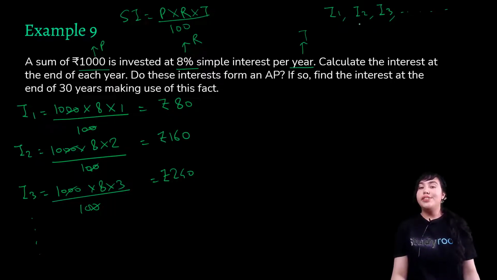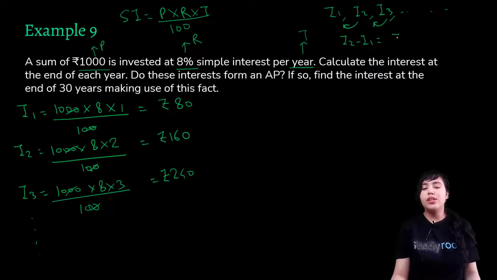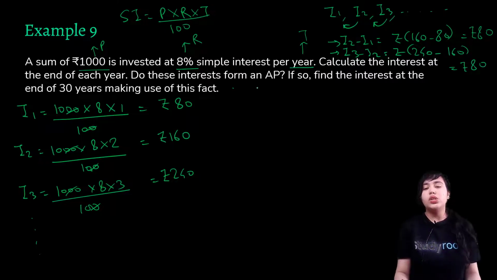So what do you need to know? You need to know the difference over here. So just do I2 minus I1 and I3 minus I2. Now I2 minus I1 is rupees 160 minus 80, which is rupees 80. Similarly, find out I3 minus I2. It turns out to be rupees 240 minus 160, which is again rupees 80. So since I2 minus I1 is equal to I3 minus I2, therefore it is an AP. Yes, it is an AP.